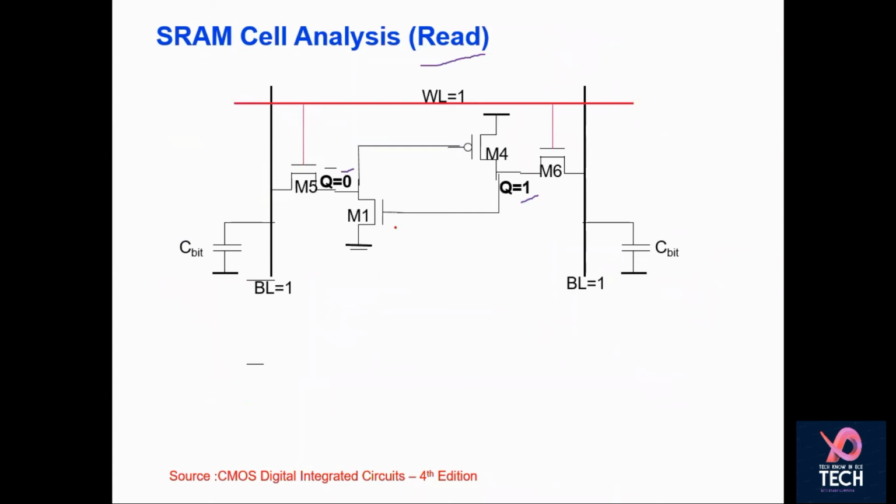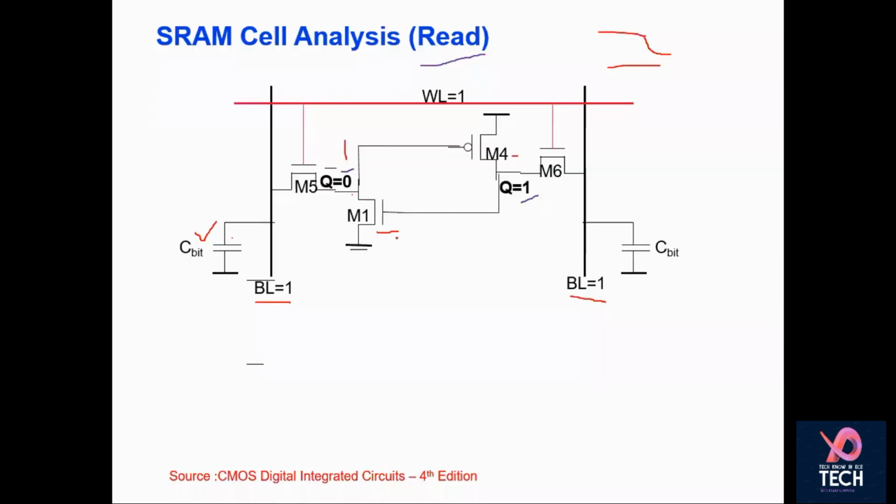Here you can see M1 is on, M4 is on, M2 is off and M3 is off, and M5, M6 are on when you are performing the read operation. Here you can see this is bit line bar, this is bit line. This is your column capacitance, which is doing this entire procedure. So we have discussed a read zero operation.